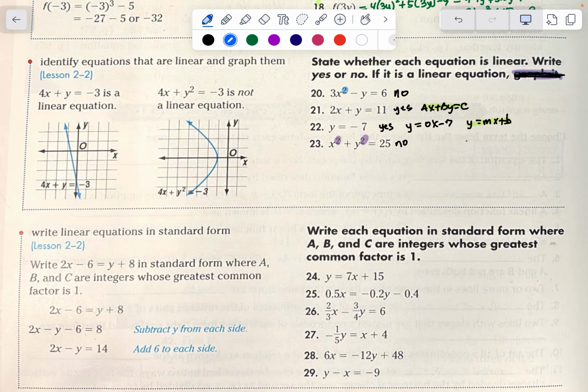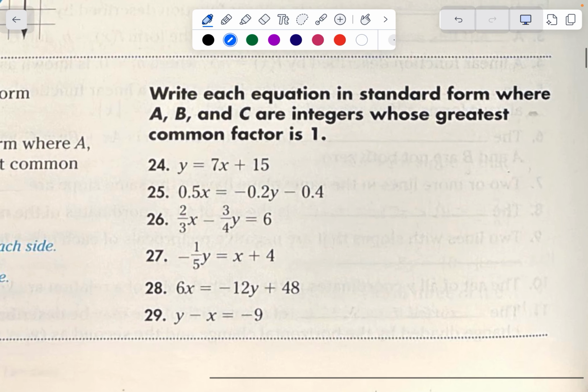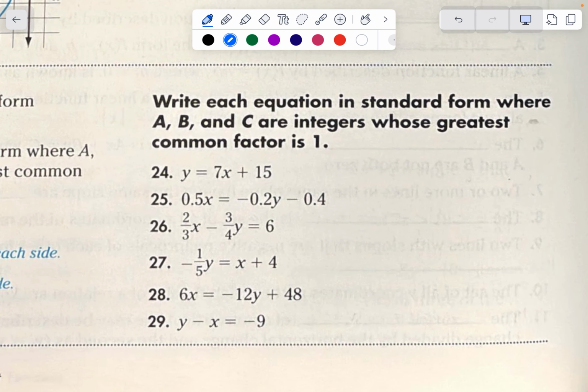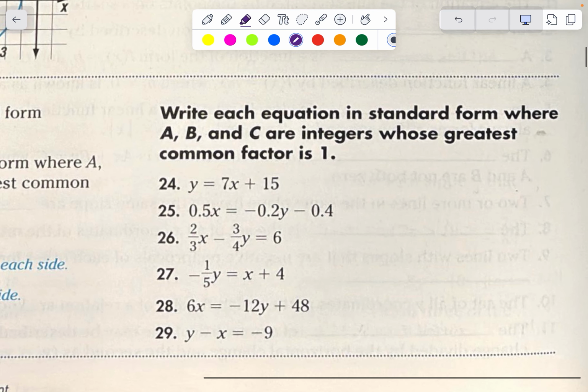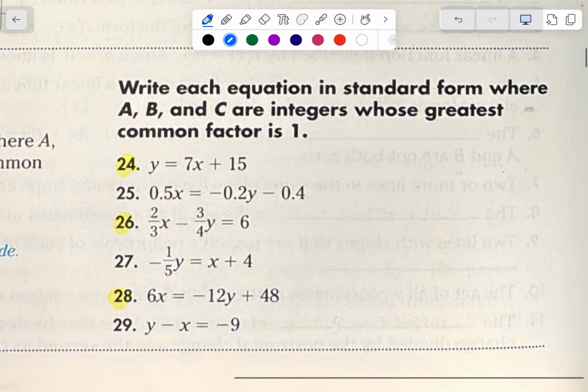We're not going to do many of those. But it says to write them in standard form. So I just want to practice that a little bit. So let's do, from here, let's do 24, and 26, and 28. We'll do those even ones, okay? So let's look at the instructions. It says, write each equation in standard form where a, b, and c are integers whose greatest common factor is 1. So we're just going to do those three right there, okay?